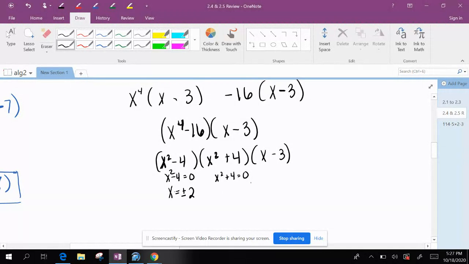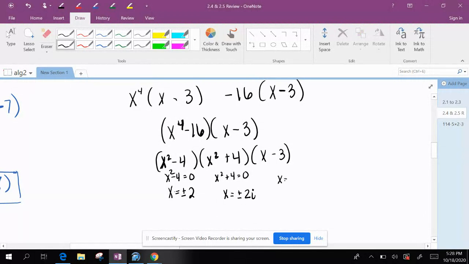This one, after subtracting the 4 over and taking the square root of it, I'll be left with x equals plus or minus 2i, because you're left with the square root of negative 4. When you take the square root of it, you can't have a negative square root, so it turns into an i. That's where the i comes from.